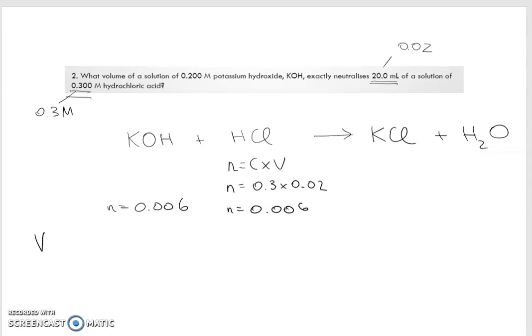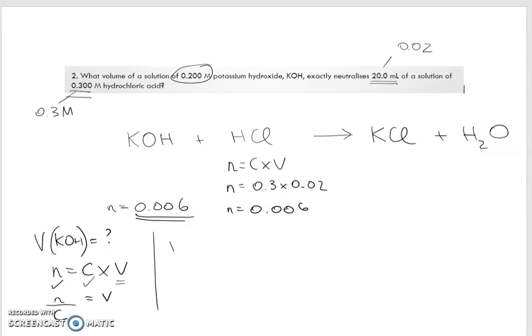But the question's asking me what volume of KOH. Okay, so I know I've got this many moles. So going back to our equation, moles equals concentration times volume. So now I know the moles of potassium hydroxide that I have. I know the concentration that I have. I just want to know the volume. So I can rearrange this equation to look like this. So volume equals moles divided by concentration.